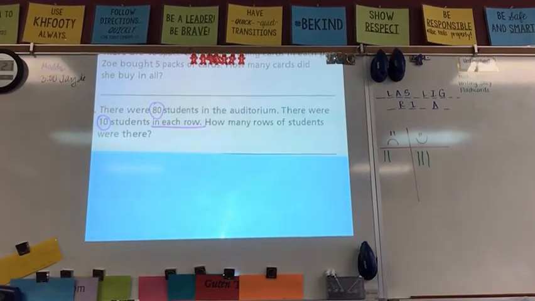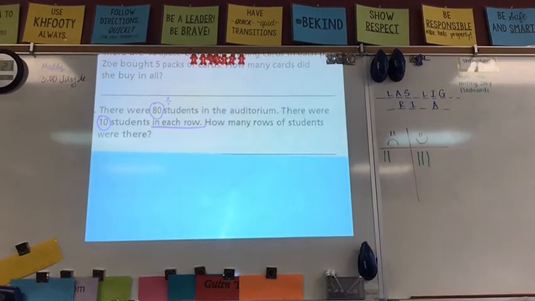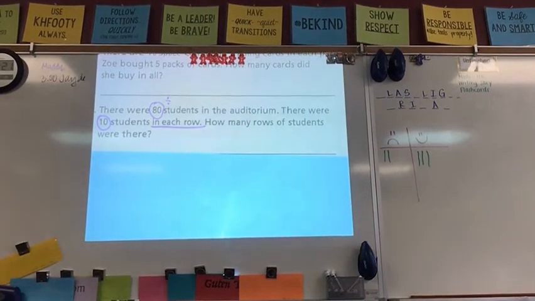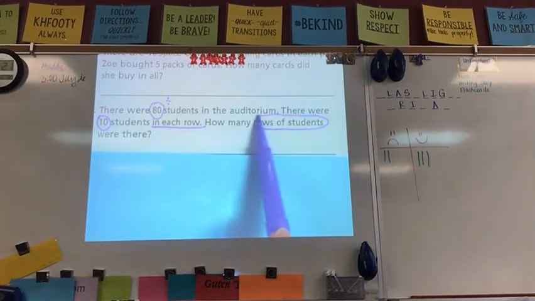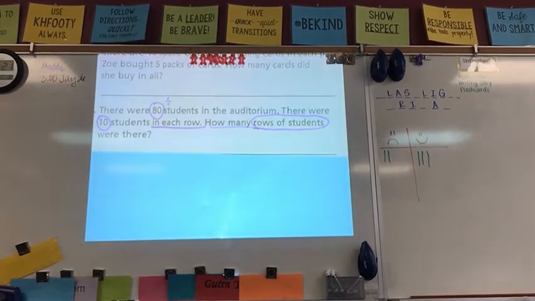The 80 and the 10 means, since the 80's first, it means it's going to be division. Ooh, Braylon thinks since 80 is so big and it was the first number, we're probably going to be dividing. Good thinking. Kevin? 8 students. Ooh, how many rows of students? So make sure the entire label is going to be rows of students. That's kind of sneaky because you're going to want to put students. And we've got to make sure we do rows of.